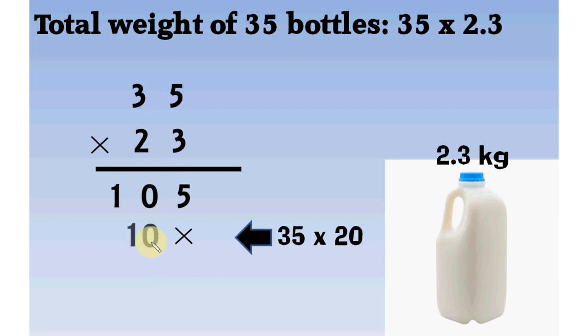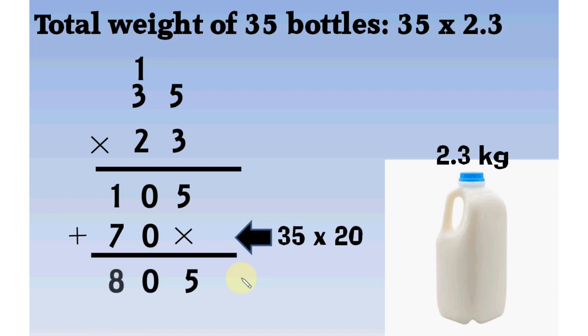2 times 5 is 10. 0 stays here. 1 carried forward. 2 times 3 is 6. Now we add the carry. 6 plus 1 equals 7. So, we first multiplied 35 by 3. Then we multiplied 35 by 20. Now, we would add the products to get the answer of 35 multiplied by 23. 5. 0 plus 0 is equal to 0. 1 plus 7 is equal to 8.